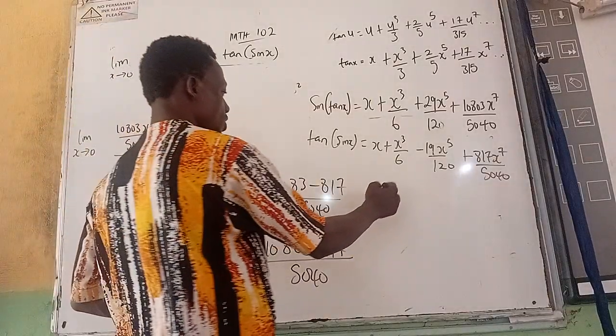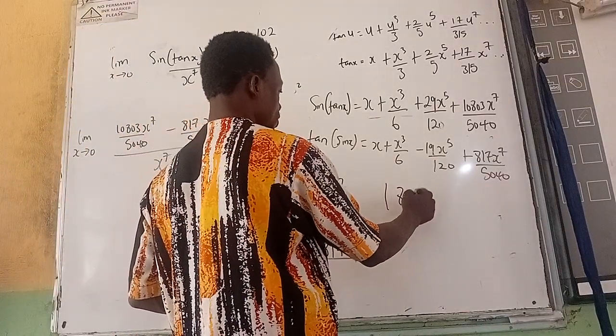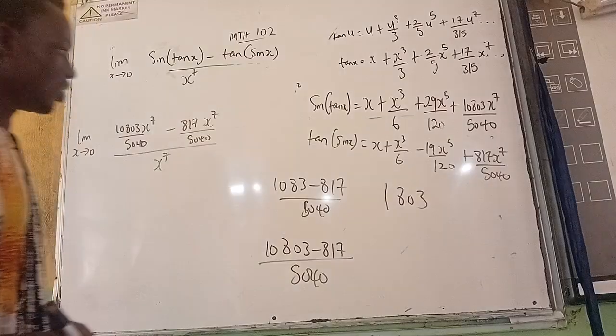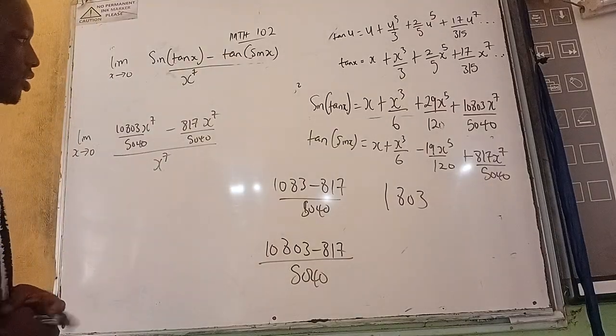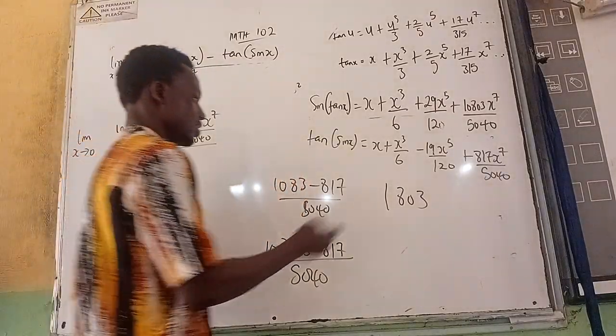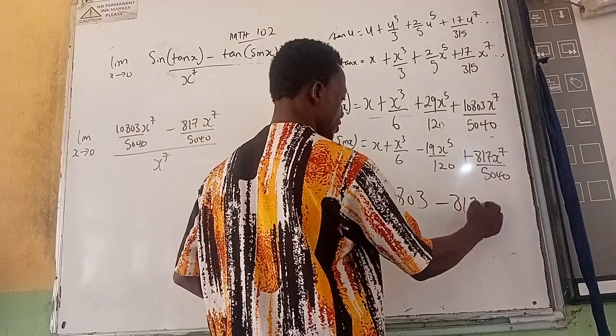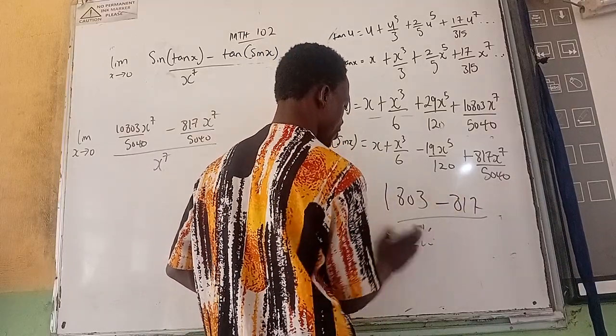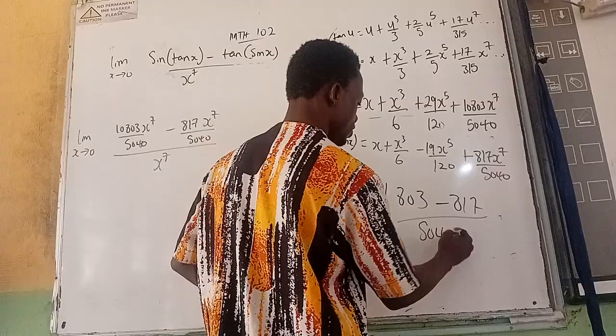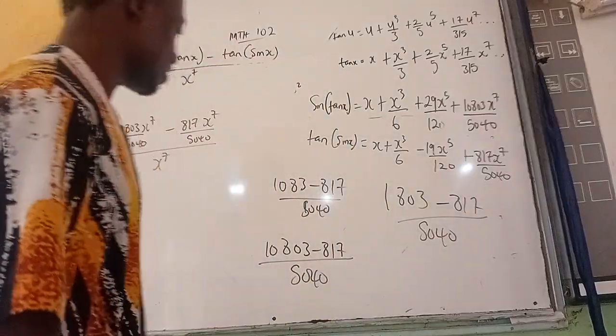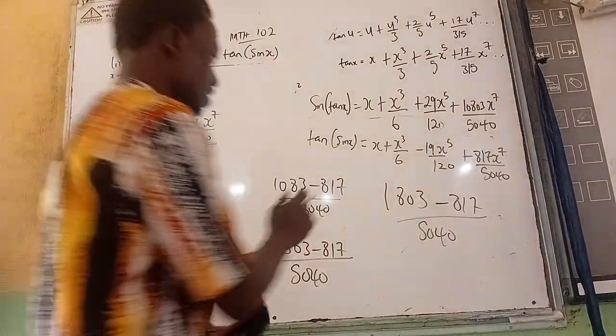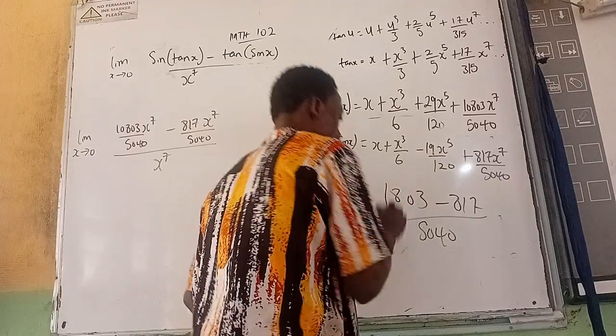Or it should be 1803. Yeah, or it should be something like this. But let's subtract 1803 over 817 divided by 140, 5040. I think the answer is 1 over 30. But let's check. I can't do the video again, I'm sorry.